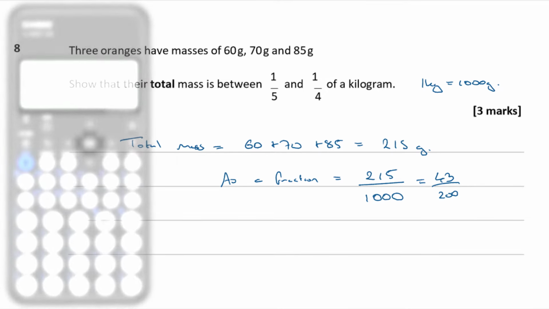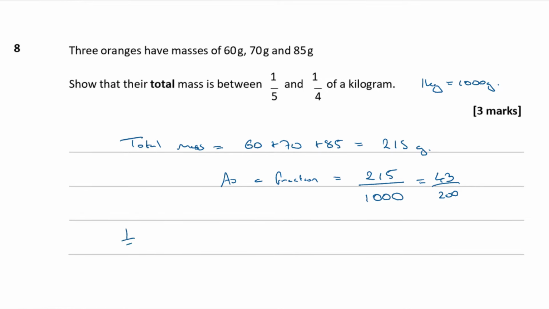Okay, so then what I'm going to do is I'm going to rewrite 1/5 as a fraction over 200, and I'm going to rewrite a quarter as a fraction over 200, and then I'm going to see that 43 lies between them. So 5 goes into 200 how many times? About 40 times, isn't it? So that's going to be 40 200ths, and 4 goes into 200 50 times, so that's going to be 50 200ths. So you can see then that 43 lies between 40 and 50, so it does work.